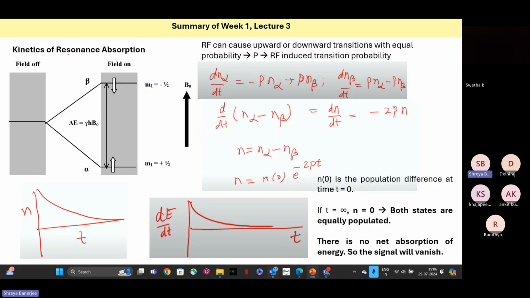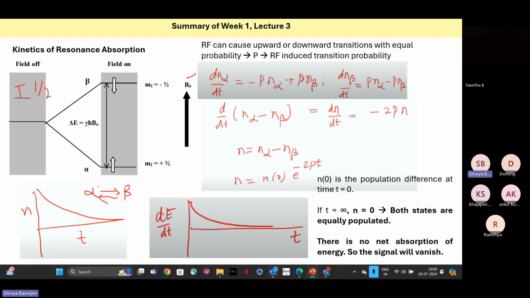Now we'll briefly look into the kinetics of this resonance absorption. So again, we are looking at I equal to half, in the presence of the B0 magnetic field. The nucleus has two energy levels, alpha and beta. Now, the rate equation. So basically, if you imagine a first order equation, alpha going to beta and beta going to alpha.